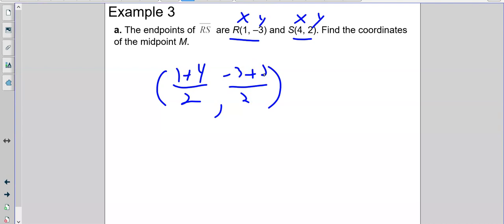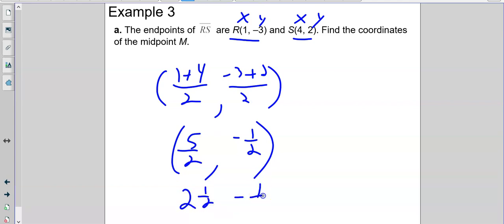So 4 plus 1 is 5 over 2. And 2 minus 3 is negative 1 over 2. So my midpoint is 5 halves, negative 1 half. And if you want to write this as 2 1/2, negative 1 half, that is perfectly fine.